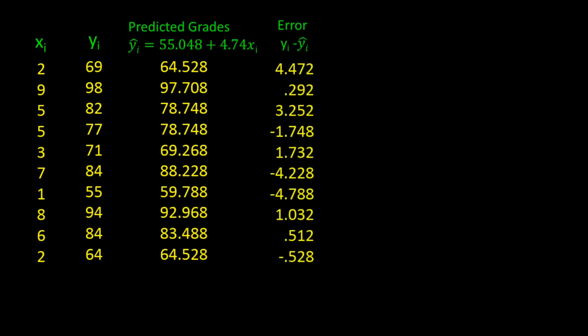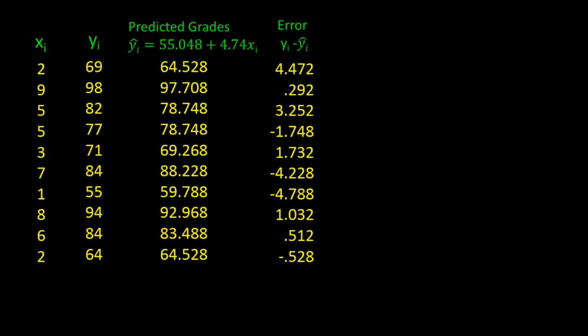The next column will be for the error, and that is each yi minus each y hat, and we get this column of numbers. Take a look at the first number, 4.472. How did we get that? Well, we take yi, the first y is 69, and subtract from it the first y hat that we just calculated, 64.528. So 69 minus 64.528 gives us 4.472.